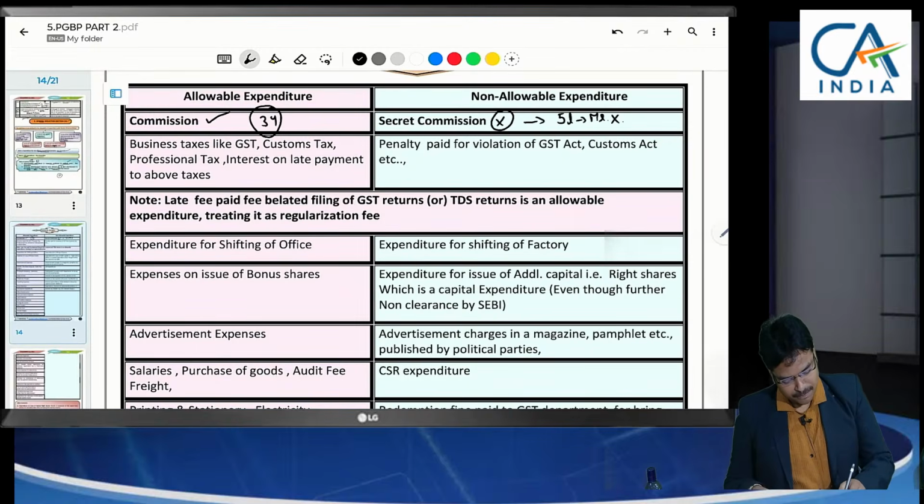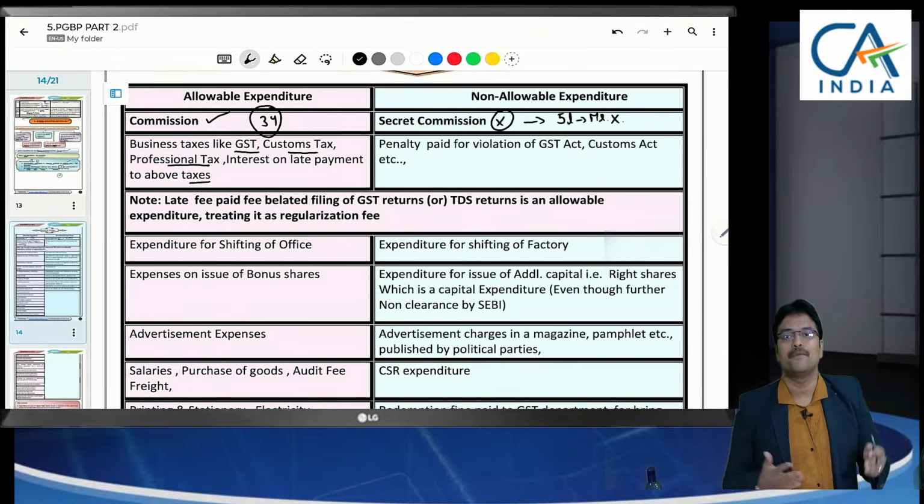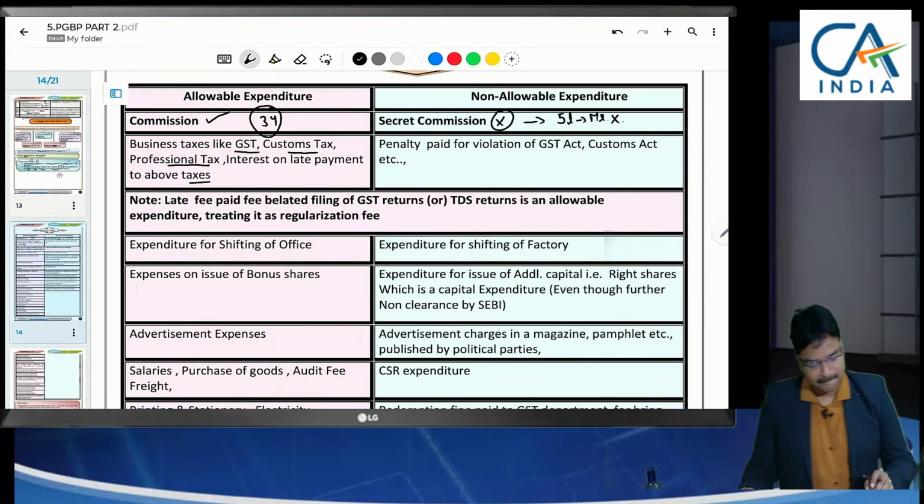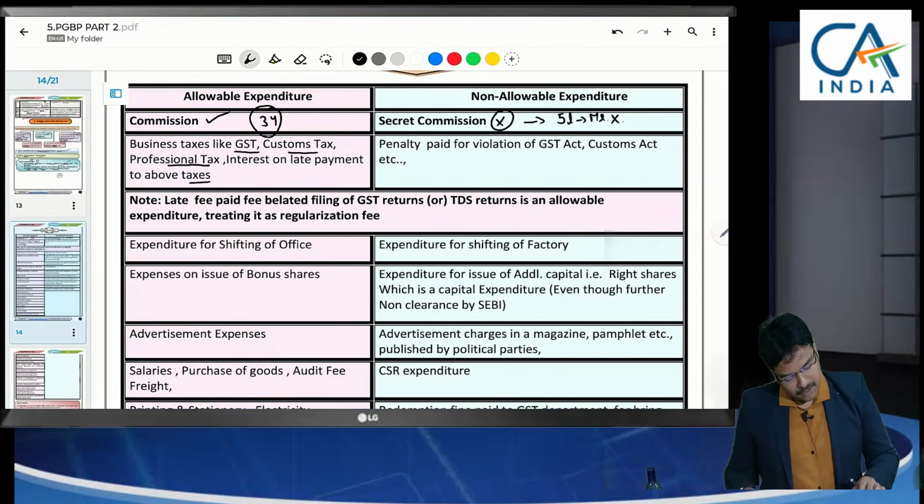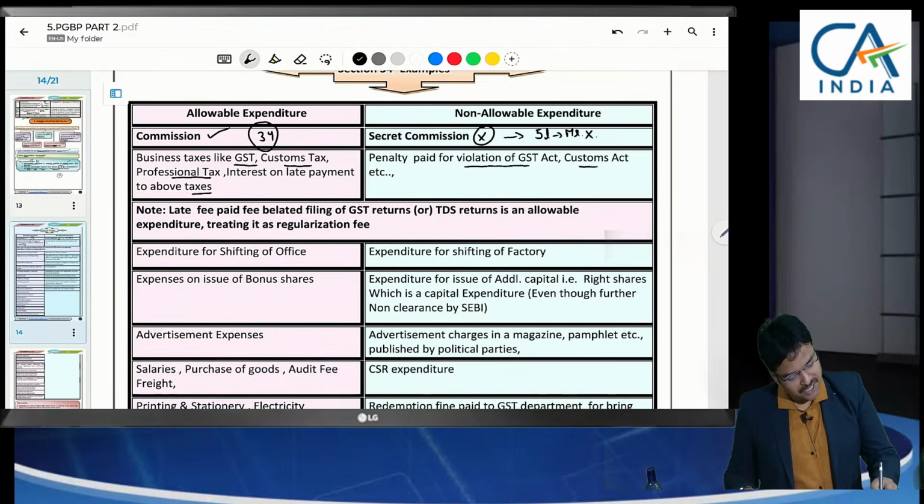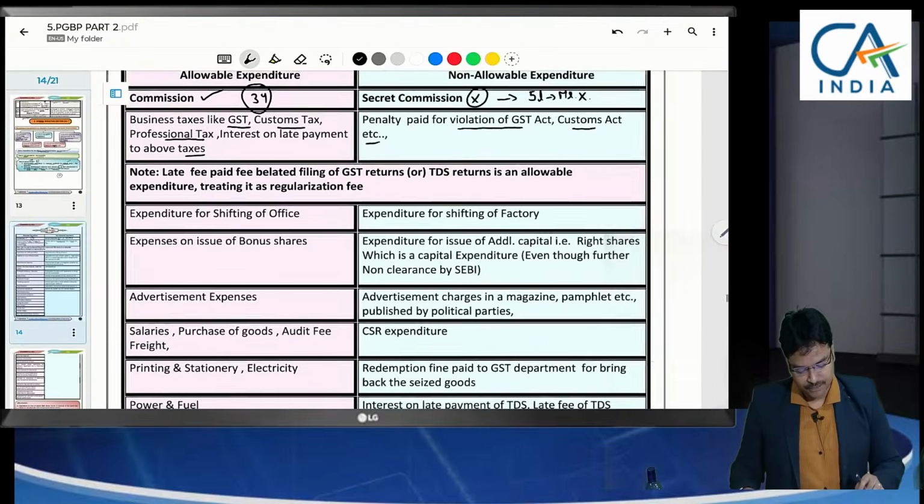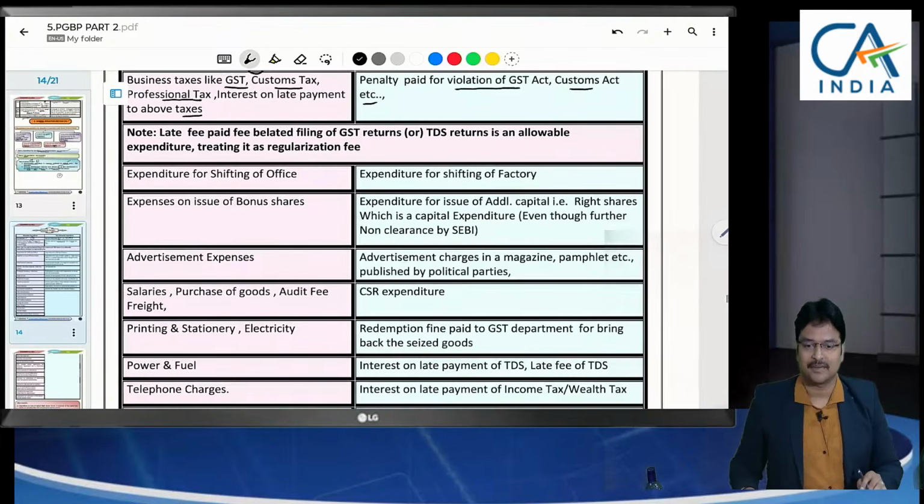Coming to next, business taxes like GST, customs tax, professional tax, these can be claimed as deduction. Income tax cannot be claimed as deduction because we are computing income tax. Even interest on income tax also cannot be claimed as deduction. Penalty for violation of GST laws or customs laws cannot be claimed. Normal business taxes can be claimed.